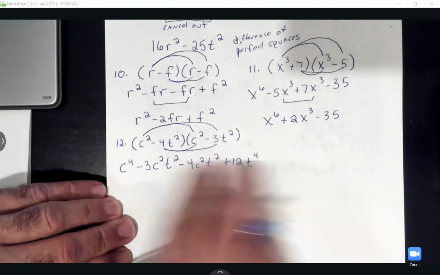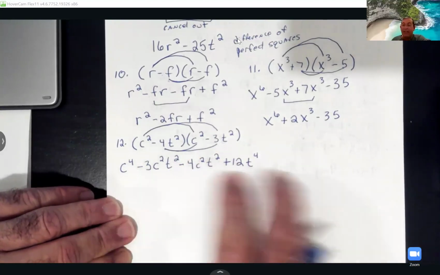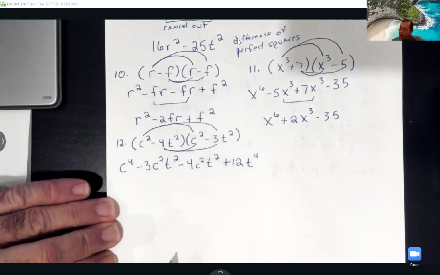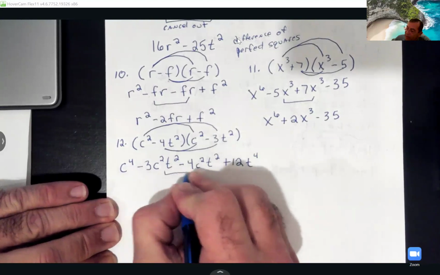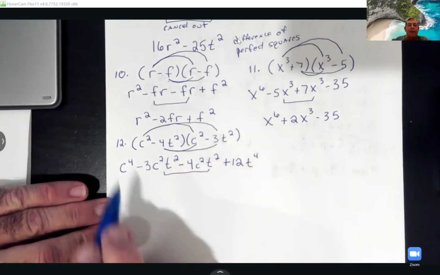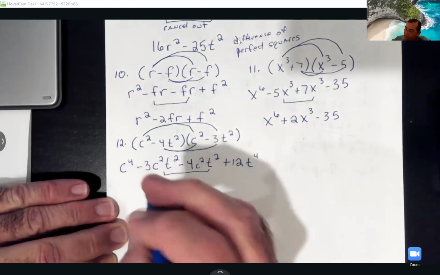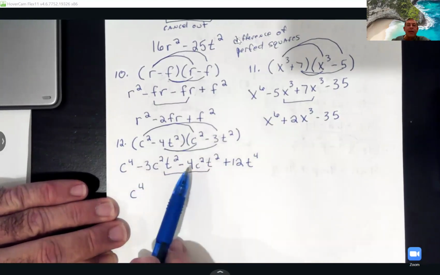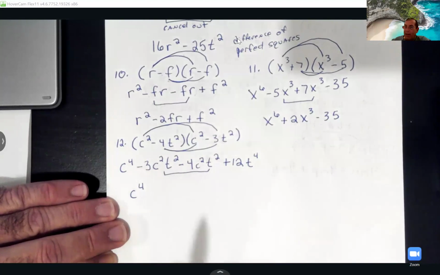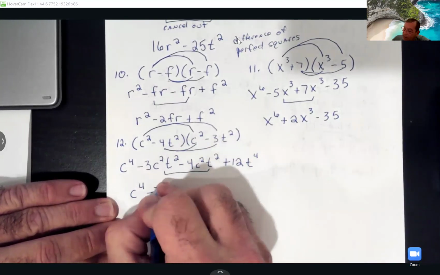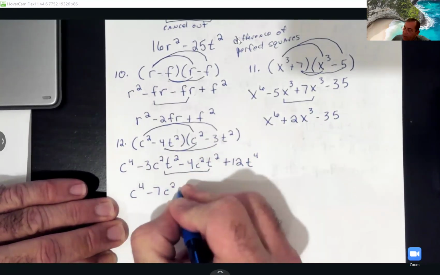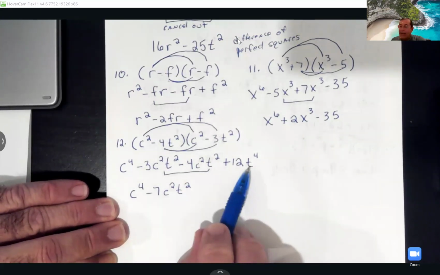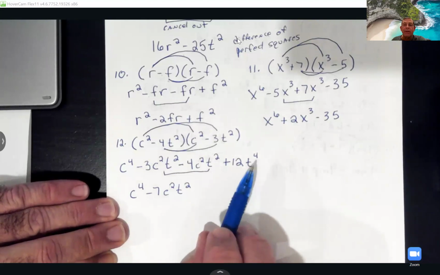Now we can no longer change exponents, because we're just adding things together. Our only like terms are in the middle again. So bring down your c to the 4th. Negative 3 and negative 4 give me negative 7 of the c squared t squareds. And then at the end, I had plus 12t to the 4th.